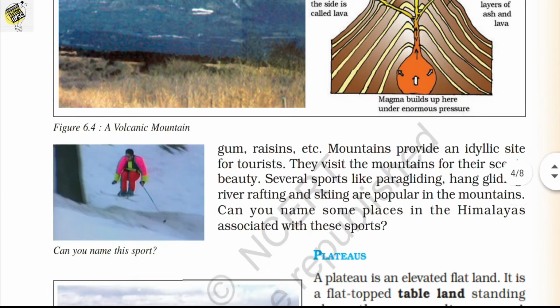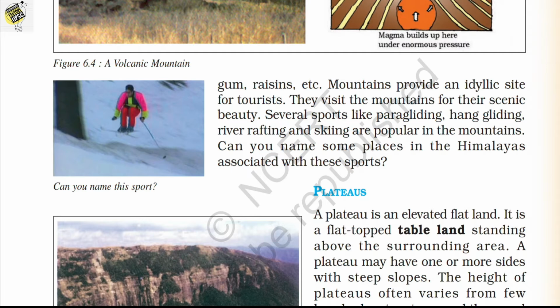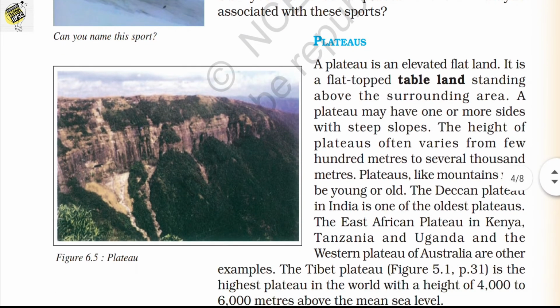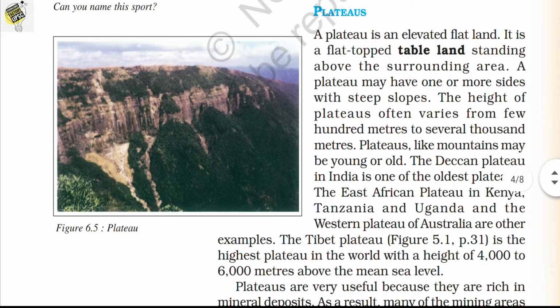Then, what are the uses of mountains? From mountains we collect gum and raisins, and mountains provide ideal sites for tourism. Isn't it? Several mountain ranges are ideal places for tourism. People visit mountains for scenery, sledding, hang gliding, paragliding, river rafting, and skiing, which are popular activities in the mountains. So the mountains and mountain ranges are very useful for tourism, money making, and collection of several natural products also.